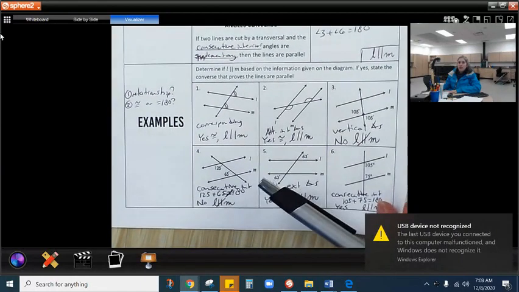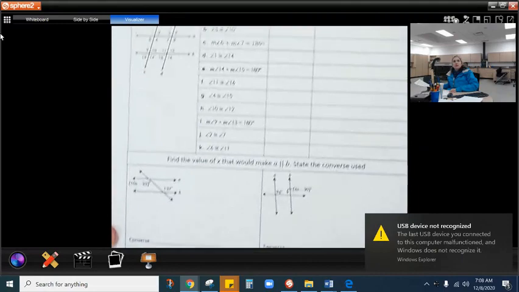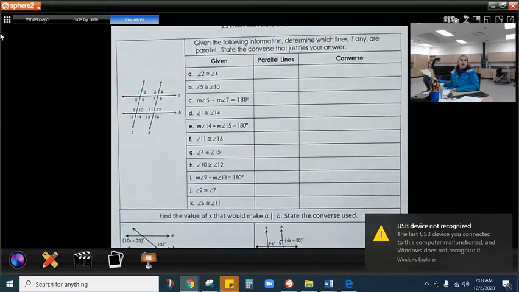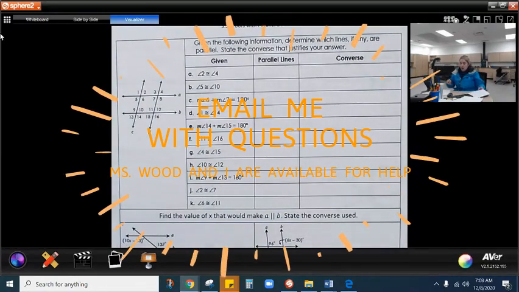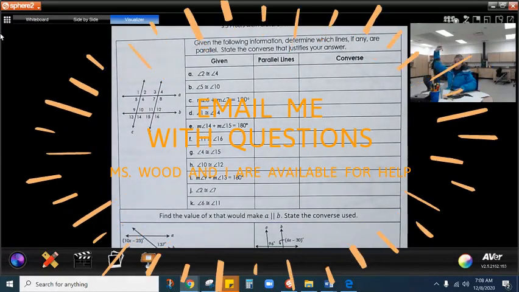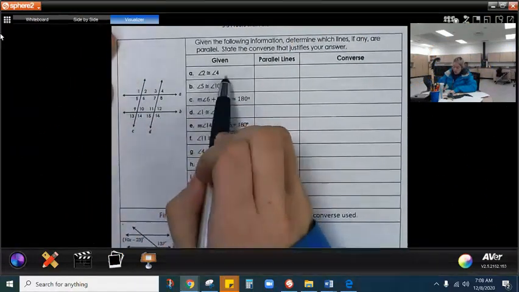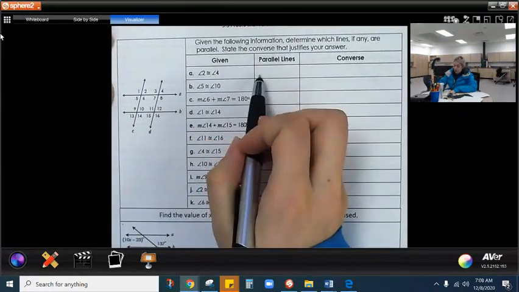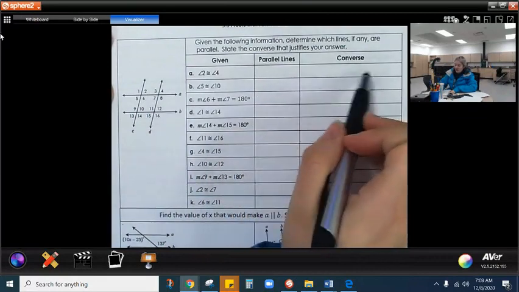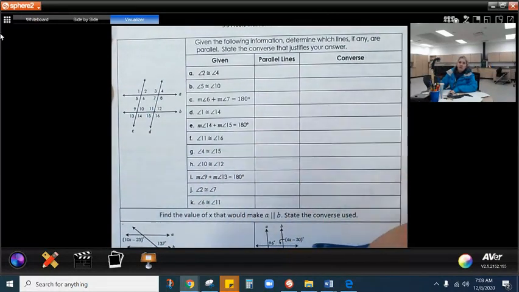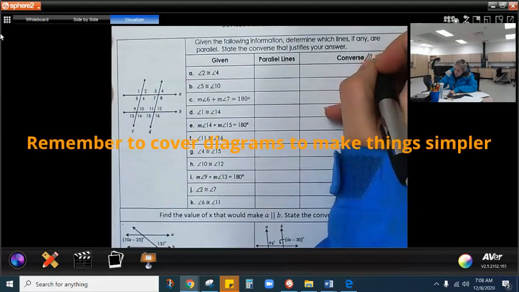All right, let's take a look at our next page. For this upper part right here, it's a pretty complicated diagram. Remember to cover things up so that you're looking at simplified ones. What we're going to do is take our angles, say they're congruent, and then look at which lines would be parallel, and then name the converse.